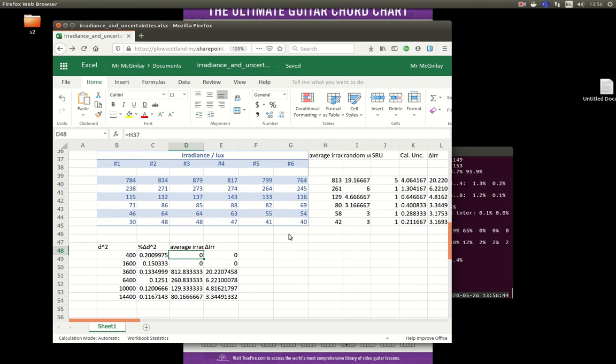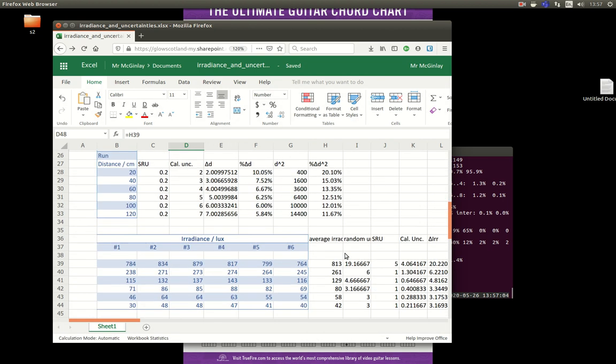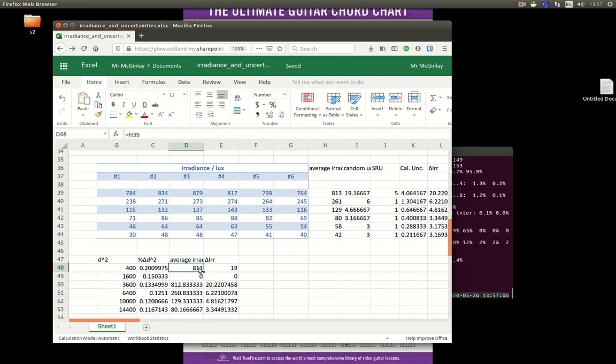okay, so that's not worked. So you can see that should actually be in there. That should be H39. So it is worth checking. A bit healthier.